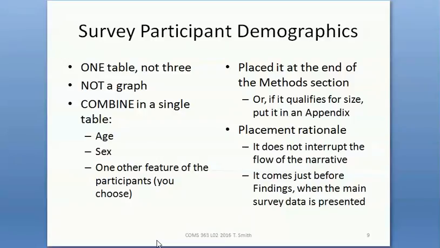And the rationale for placing it either at the end of the methods, ideally, or if it's too big in the appendix, is that it wouldn't interrupt the flow of the narrative. Wherever you talked about the survey methods and the respondents, it might have been some paragraphs earlier, or it might have been right before the table, but in any case, it wouldn't interrupt your argument or the flow of your narration. And it also comes right before the findings. And that way it wouldn't get in the way of presenting findings from the survey. People would already know that, once we're looking at findings from the survey, the data that's from these people of this type.